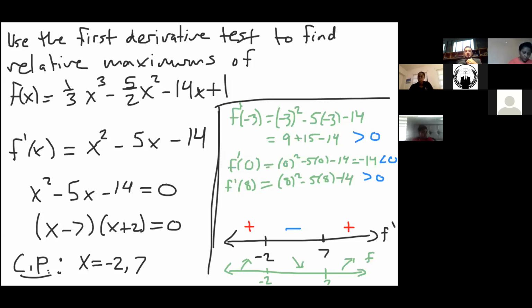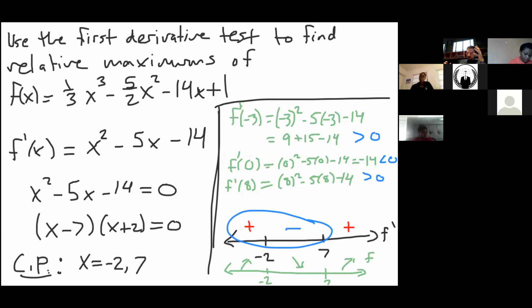-2. Yeah, -2. That's where I see myself increasing, then decreasing. Increasing, then decreasing. That's what we see for relative maxes. Anytime my derivative goes from positive to negative, it means my function is going from increasing to decreasing, which means I have a relative max.